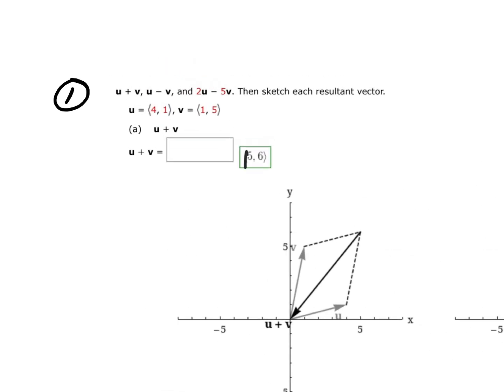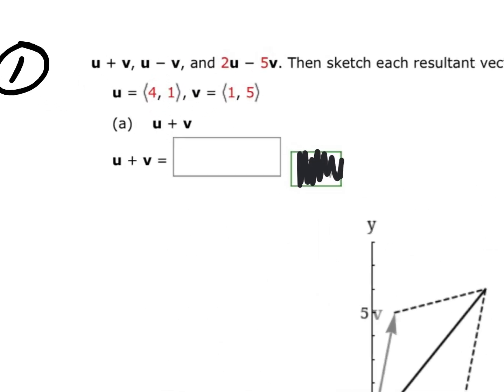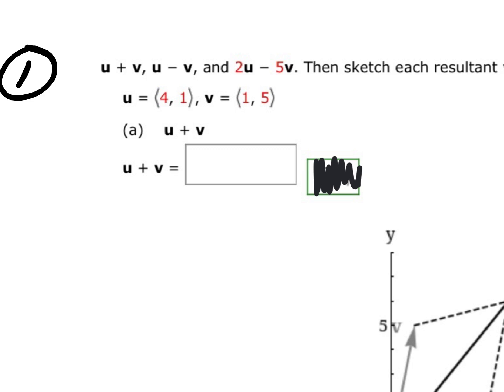So we're going to pretend that it doesn't have the answer on it. So when we add u plus v, we add the first number with the first number. So 4 plus 1 would be 5. And the second number with the second number, so 1 plus 5 would be 6.